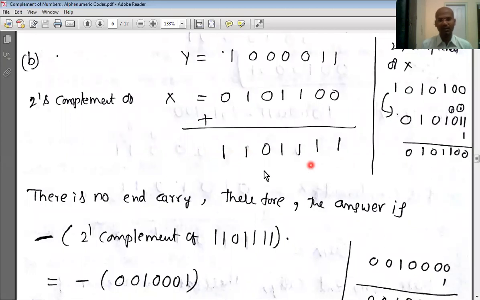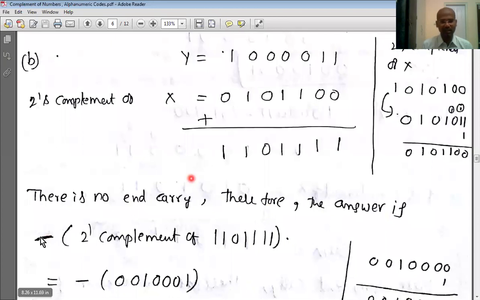But if you get no carry, then this is the interpretation of that case. The answer is negative, and the answer is the 2's complement of this result. Now, let's see. There is no end carry. So, therefore, the answer is minus.